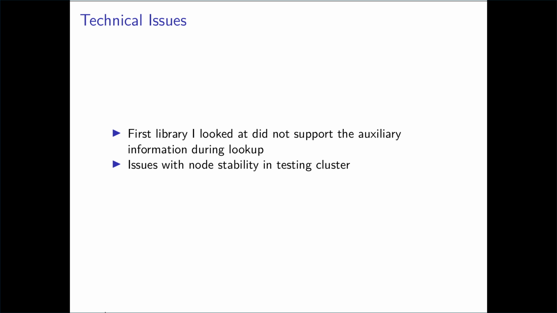So the technical issues, the first and definitely the biggest technical issue that I've been running into is the first library that I looked at, which was OpenDHT. It did not support this auxiliary information during the lookup. And I looked at what would be the viability of modifying the library to support it.